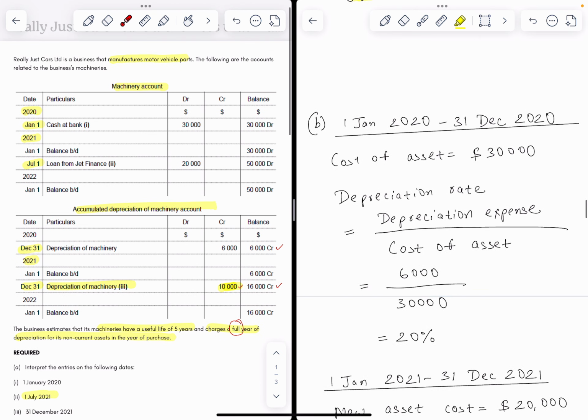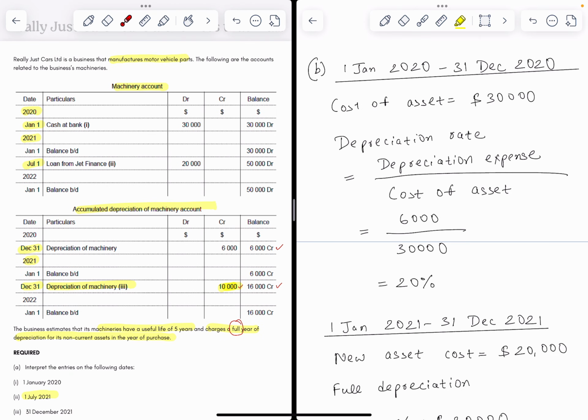So based on the two ledger accounts that are given to us, we understand that the financial year starts on 1 Jan 2020 and ends on 31 December 2020. So that's the first year that we're working with. And the cost of the asset that we had initially is $30,000. All right, so you can see here, in 1 Jan 2020, we had an asset of $30,000. And in that financial year, we didn't buy any other assets.